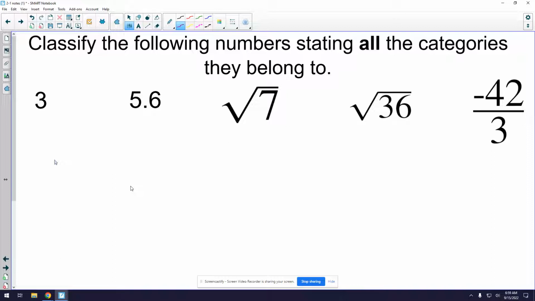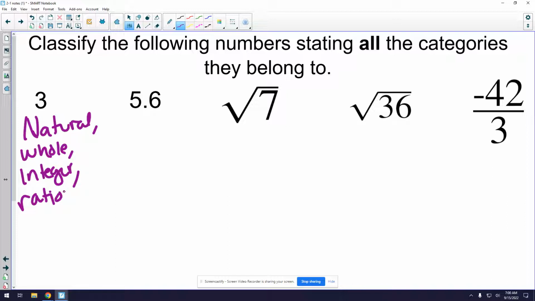Classifying the following, stating all of the categories they belong to, you're going to want to start with first seeing if that number can be simplified. And then you're going to want to figure out what is the innermost circle or rectangle they belong to and work your way out. So 3 cannot be simplified. 3 is just 3. 3 is a natural number, which then means it is whole, integer, rational, real, complex. Starting on the innermost and working your way out.